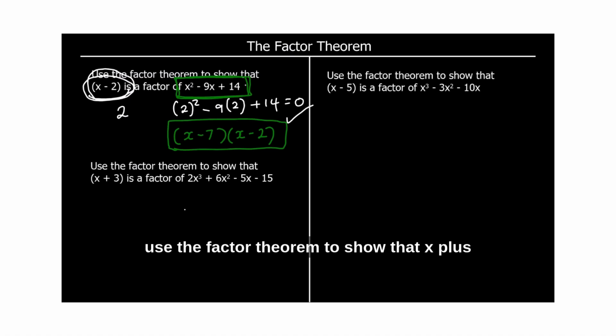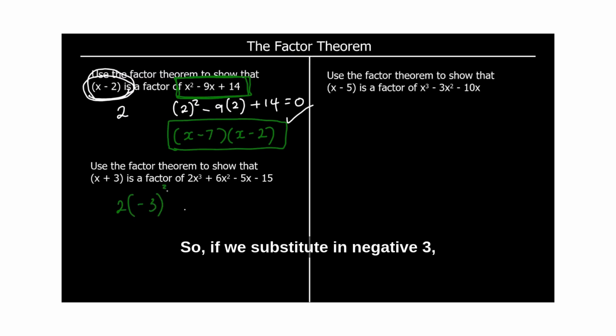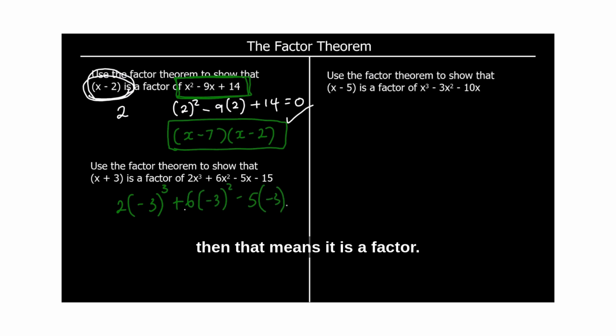The second one, use the factor theorem to show that x plus 3 is a factor of 2x cubed plus 6x squared minus 5x minus 15. So if x plus 3 is a factor, that means we can substitute in negative 3, so the thing that makes it 0. So if we substitute in negative 3, we should get 0. And if we do, then that means it is a factor.